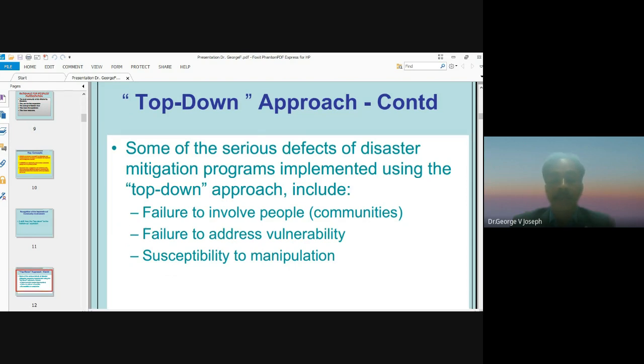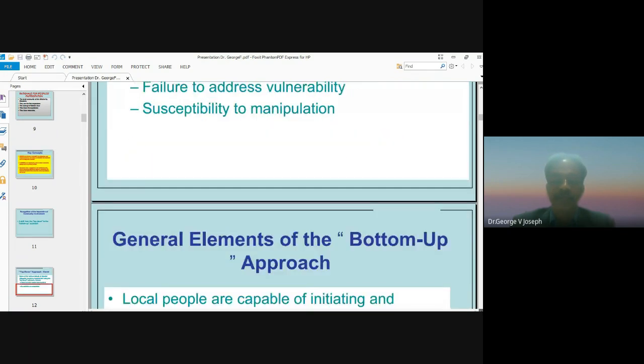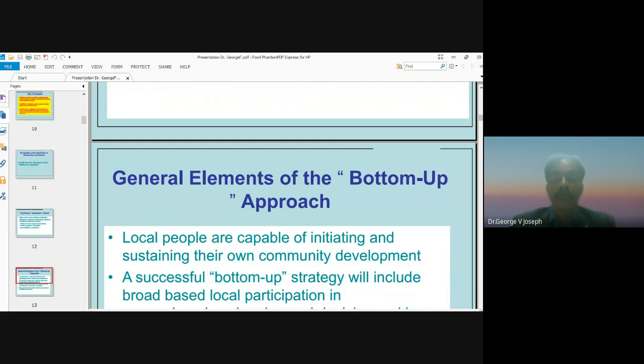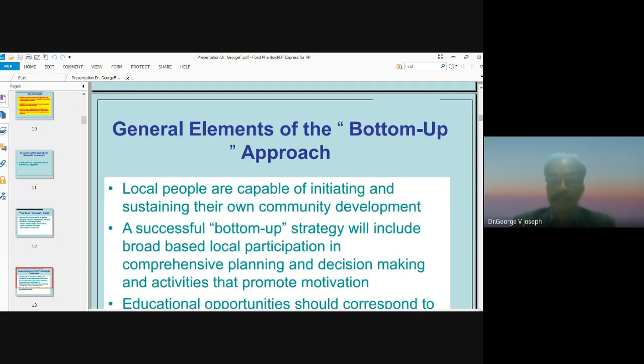Failure to address vulnerabilities: local people understand the local vulnerabilities. And many times, if people are not involved, it is susceptible to manipulation and it brings in more corruption. So these types of problems are there. In general, the elements of a bottom up approach are that local people are capable of initiating and sustaining their own community development. Strategy will include broad based local participation.